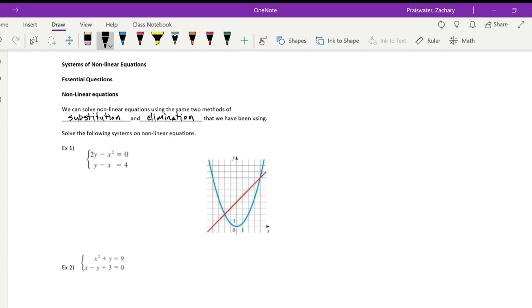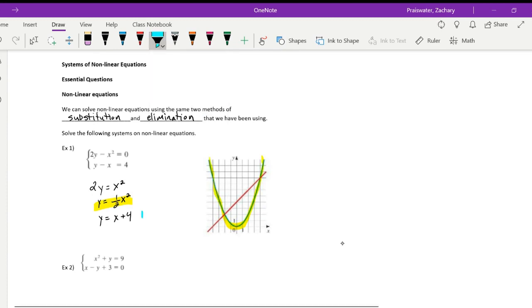It's already graphed for us. So if you wanted to solve this question here, you could graph this and set both equations equal to y. So this would be 2y is equal to x squared, or y is equal to 1/2 x squared. And then the next equation would be y is equal to x plus 4 when I add x to both sides. And you can see these graphs over here.